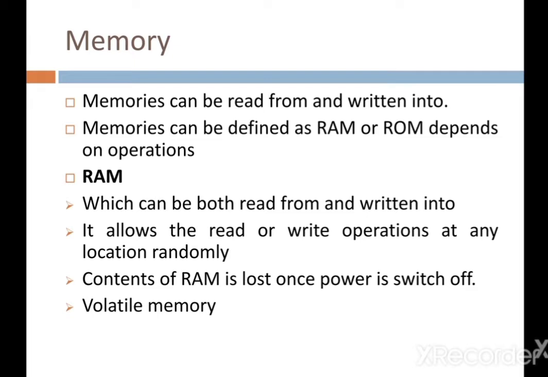That means memory can be defined as RAM or ROM, depending on its operation. First of all, let us start with RAM. So what is RAM? RAM can be both read from and written into. That means RAM can be used for both read and write purposes, and it allows the read or write operation at any location randomly. But the contents of RAM are lost once the power is switched off. That's why RAM is called volatile memory.